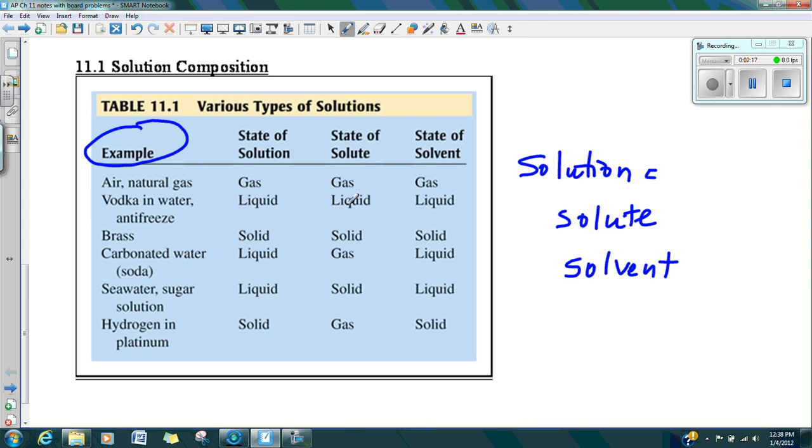Oftentimes when we think of a solution, we are thinking of a liquid, and you can see here brass, you guys know what that is. An example of that, we know that it's a solid. It actually is a solid dissolved in another solid. Your pop or your soda, if you think of your favorite one, it is a liquid, but you have that carbon dioxide carbonation, the bubbles that you like to see. That's a gaseous state dissolved into a liquid solvent of water.